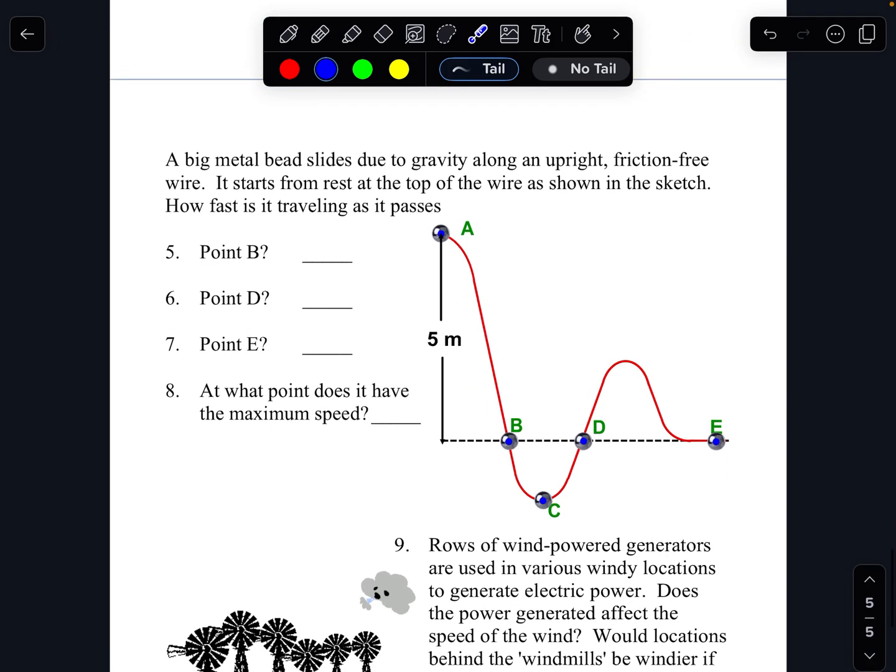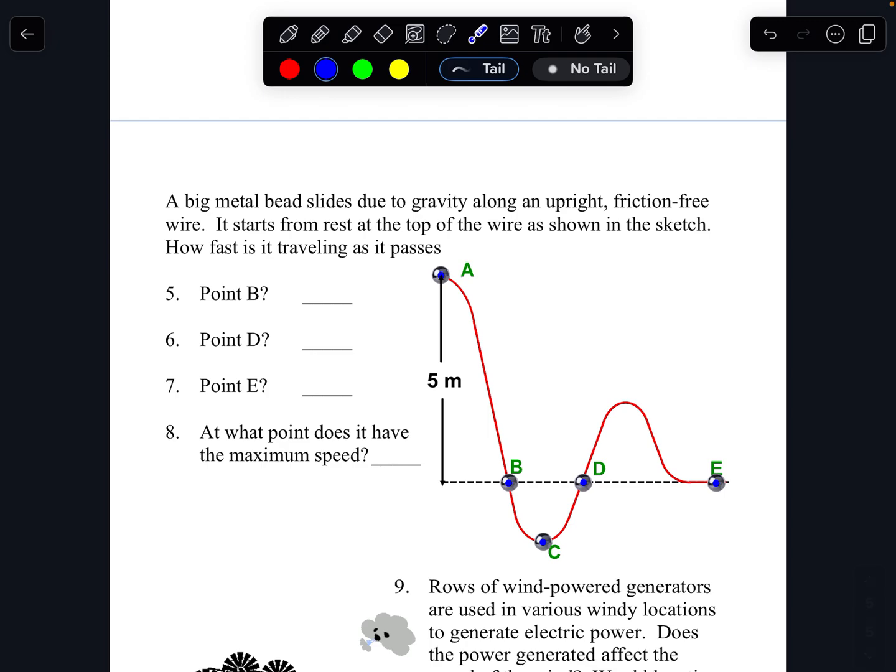Okay, and then lastly here, we've got our bead on a track. So we've got our bead starting 5 meters above this position. The bead is going to fall down here, keep going down, come back up, and then fall down again. They want us to find the speed of the bead at various positions. You'll notice here, folks, that we do not have mass.